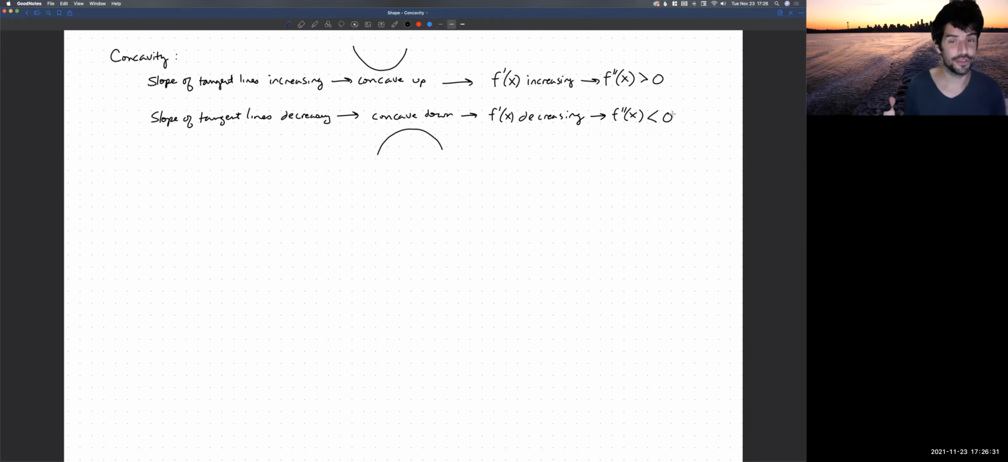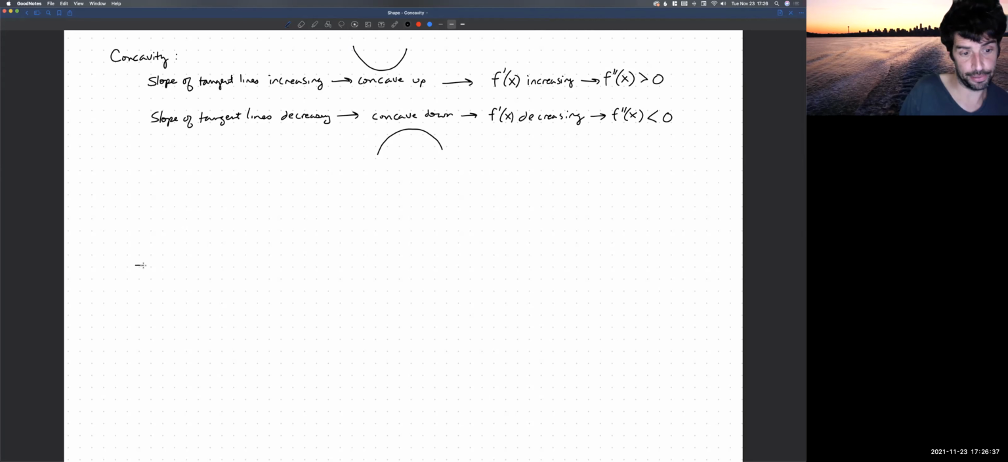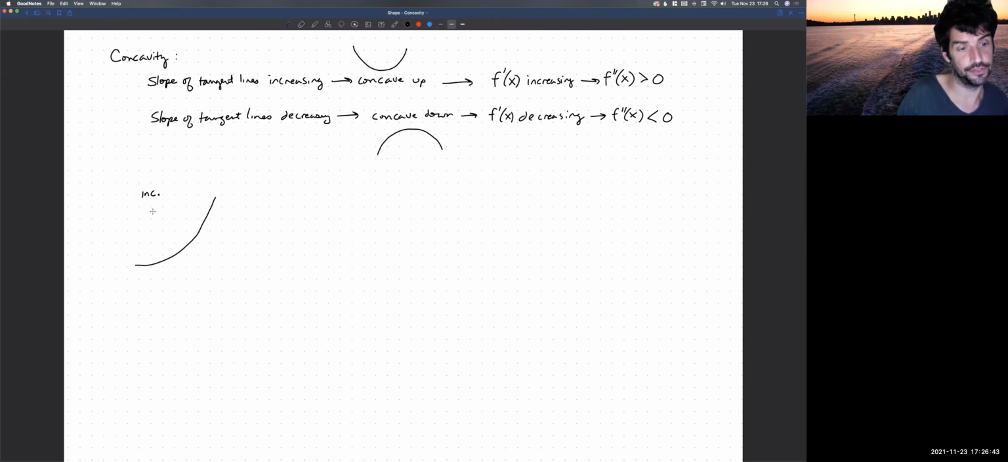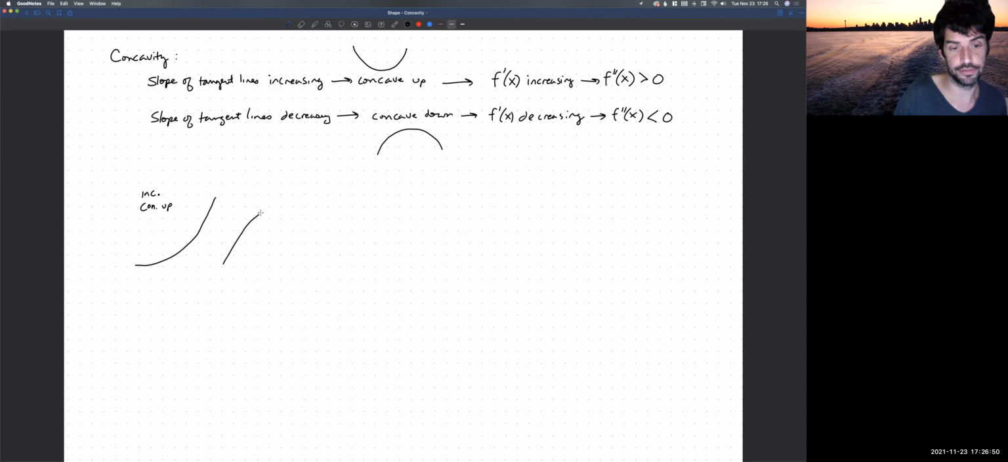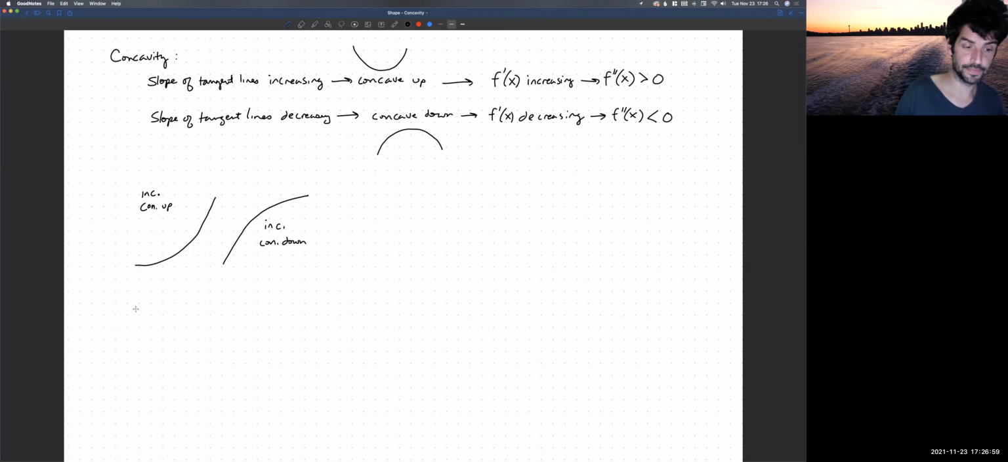Okay, so we're getting more information about the shape of a graph from the second derivative, because it tells us not only whether it's going up or down, but how it's going up, right? So you can be increasing and concave up. Looks like this. Increasing, functions increasing, and we're concave up. You can be increasing and concave down. Looks like this. Increasing, concave down. You can be decreasing and concave up.